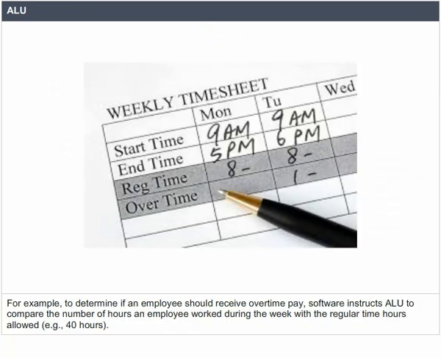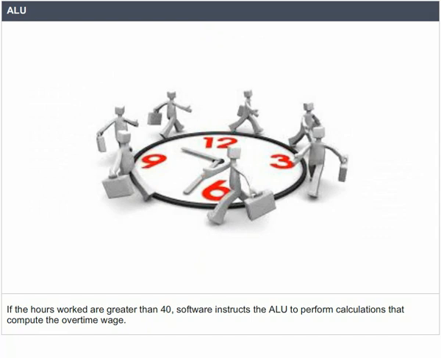For example, to determine if an employee should receive overtime pay, software instructs the ALU to compare the number of hours an employee worked during the week with the regular time hours allowed, for example, 40 hours. If the hours worked are greater than 40, software instructs the ALU to perform calculations that compute the overtime wage.